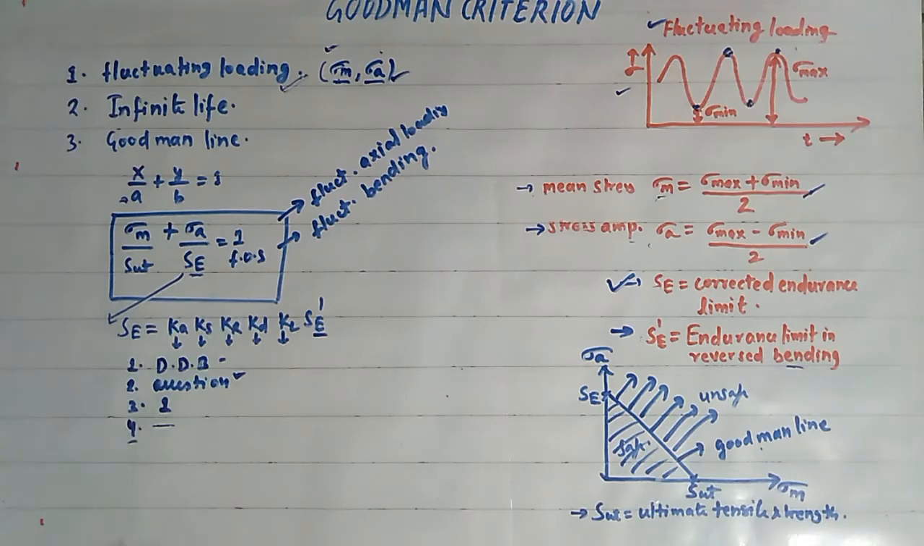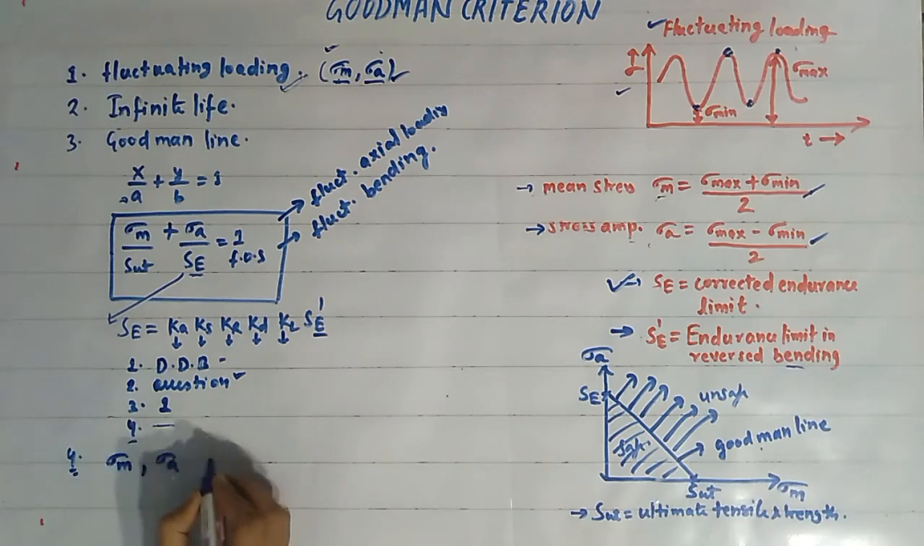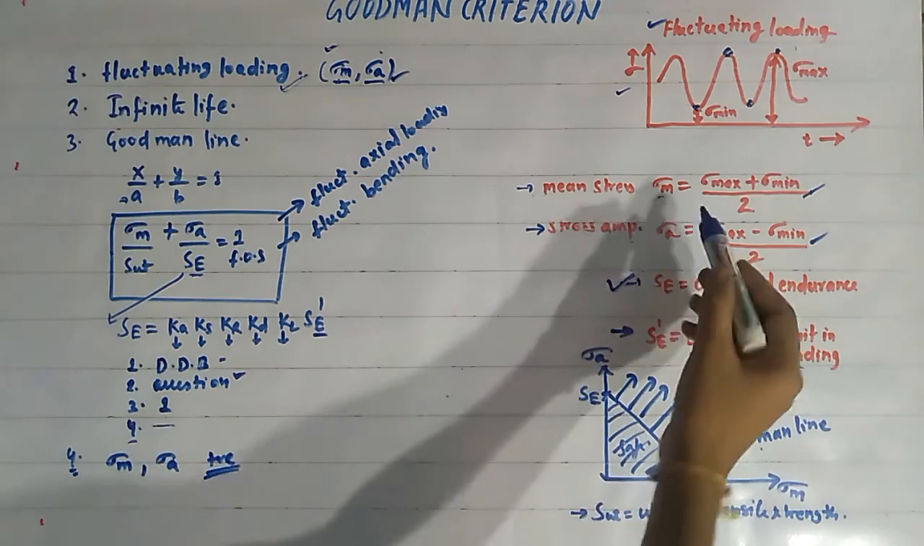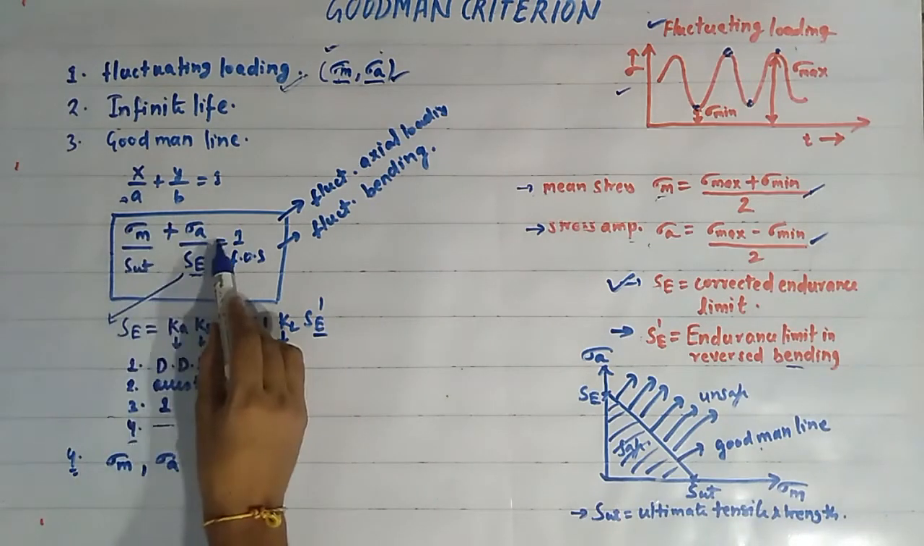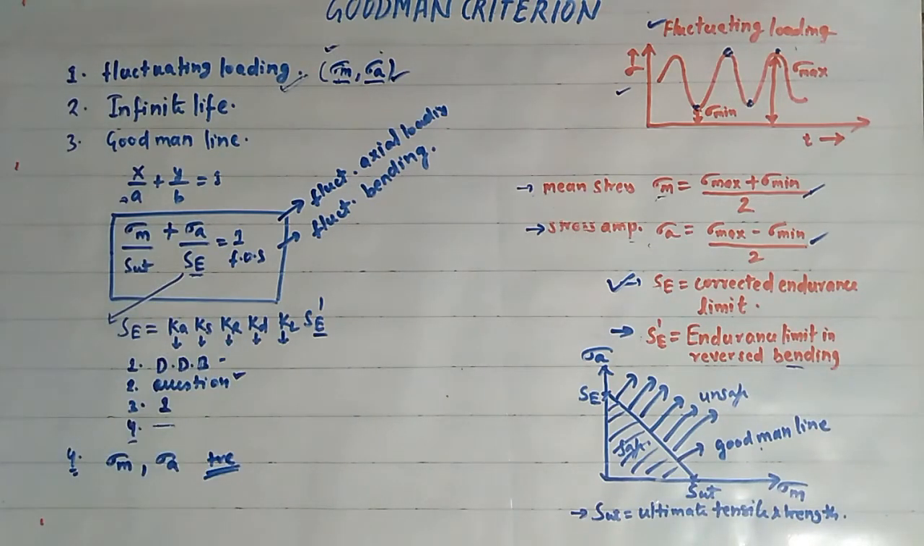so that we can solve for the Goodman criteria. Now the next thing, the fourth point, is that the values of sigma m and sigma a should be taken positive. That is, they will come as negative according to these formulas, but they should be substituted with positive sign in this particular formula. Okay friend, so this is the main point.